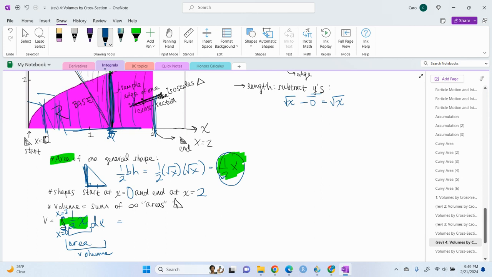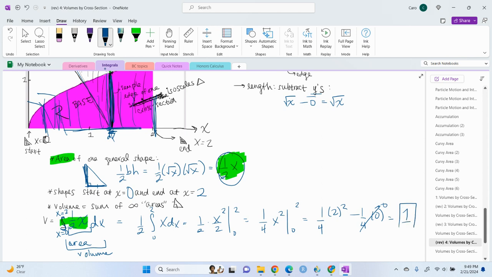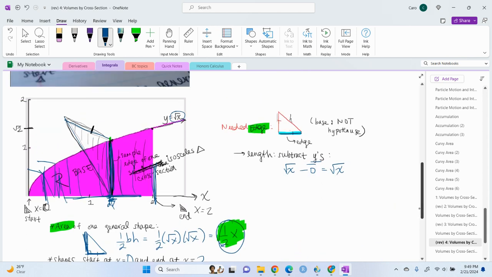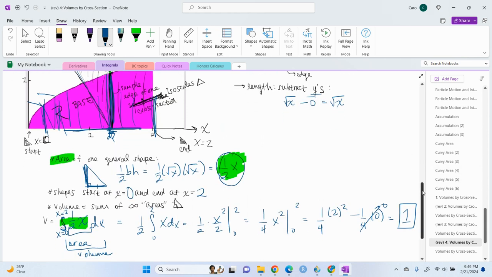So this just should be an easy antiderivative, right? Antiderivative of x dx. So I'm going to do 1/2 times x squared over 2 from 0 to 2. So I have 1/4 x squared from 0 to 2. So what would that be? 1/4 times 2 squared minus 1/4 times 0. That's gone. 2 squared is 4. 4 over 4 is 1. The volume of this shape coming out of the paper is 1.